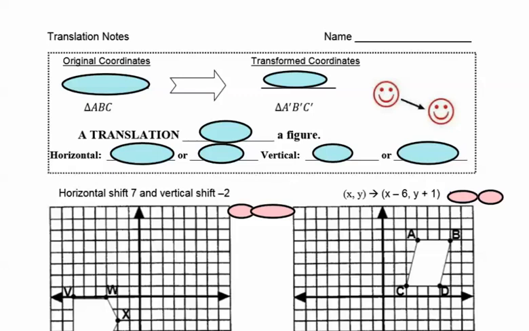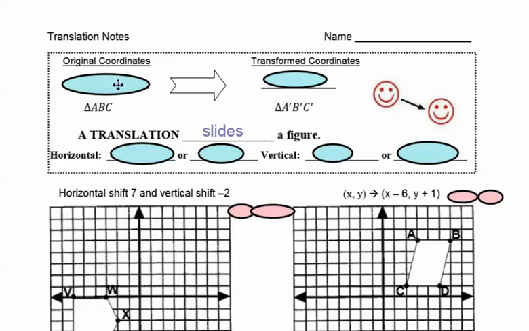Class, the first transformation that we're going to talk about today is called a translation. A translation is a type of transformation. A translation is going to slide a figure. It's going to stay exactly the same, but it's just going to slide. It can move up or down, right or left, or a combination of them.